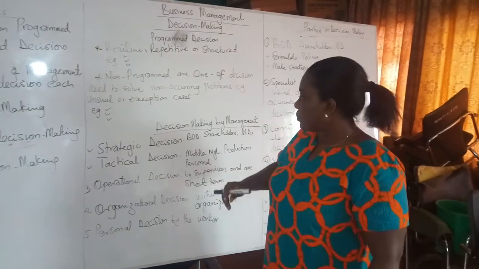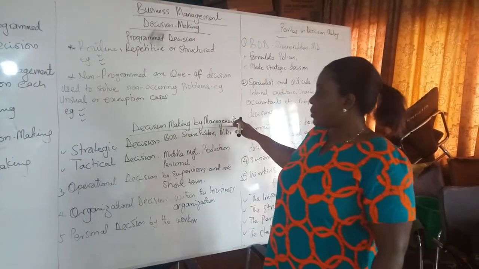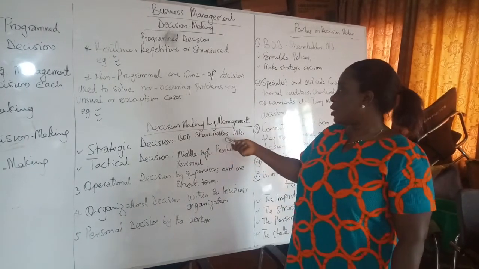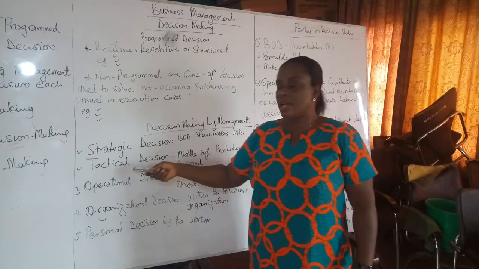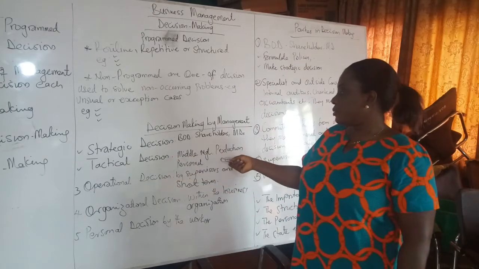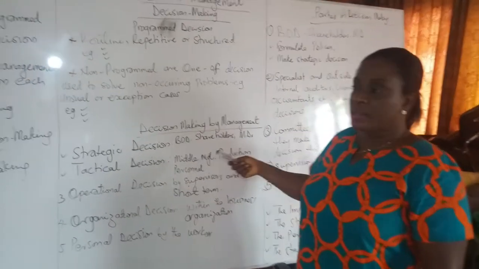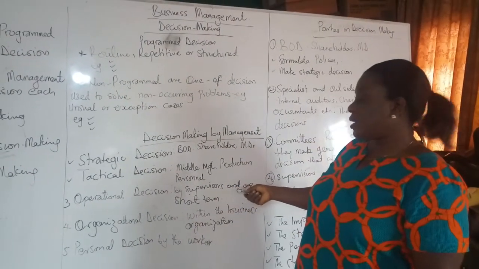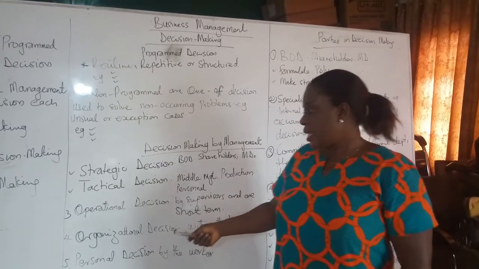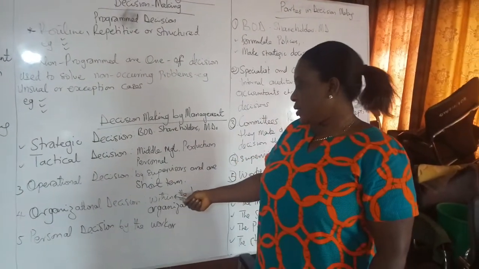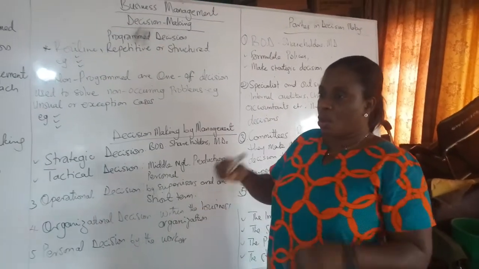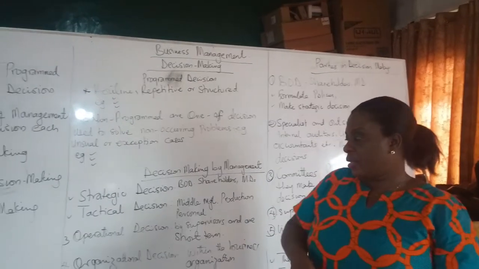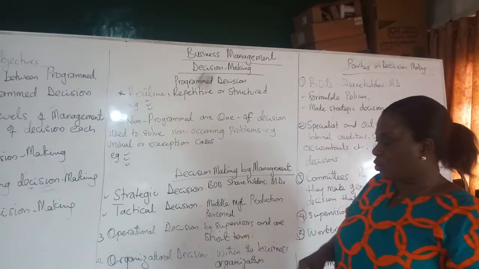Then we gave an example. We're talking about decision making by management. You have the strategic decision, which is made by the BOD, that's the Board of Directors, Shareholders, and MD. We have the tactical decision, which is made by middle managers, that's the production and personnel managers. We have the operational decision, which is made by supervisors, and they are short term. The organizational decision is within the business organization. Whatever the problem is in the business organization, a decision is taken to solve that particular problem in that business organization.